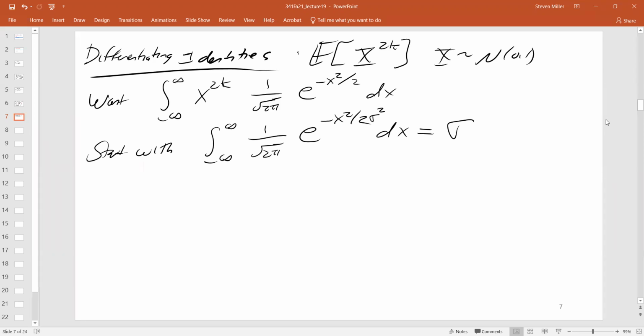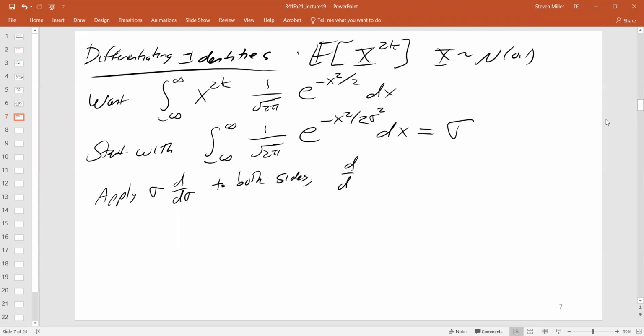And then what I can do is I can differentiate, and then I can set sigma equal to 1, and then I will have the distribution that I want. So even if I only care about the standard normal, it's actually better to look at a family of normal distributions because I have the flexibility of a parameter I can differentiate with respect to. So what I'm going to do is apply sigma d by d sigma to both sides.